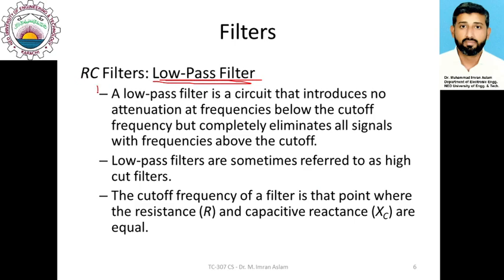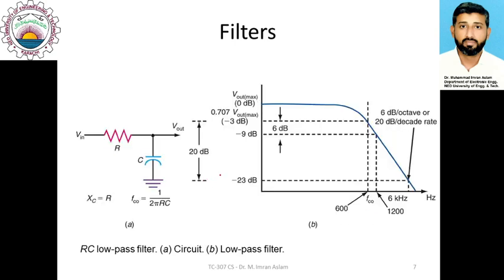This is the basic definition of a low pass filter. A low pass filter is a circuit that introduces no attenuation at frequencies below the cutoff frequency, but completely eliminates all signals with frequencies above the cutoff. This is the definition for an ideal low pass filter. But practically, as I mentioned, there are certain deviations from this ideal response. This is the illustration of a low pass filter.